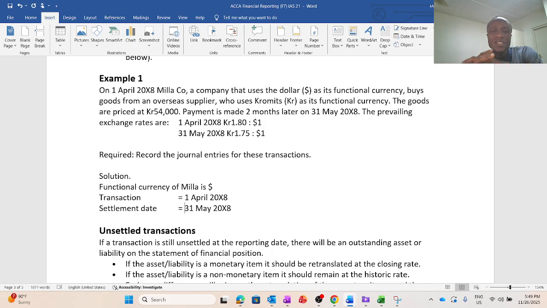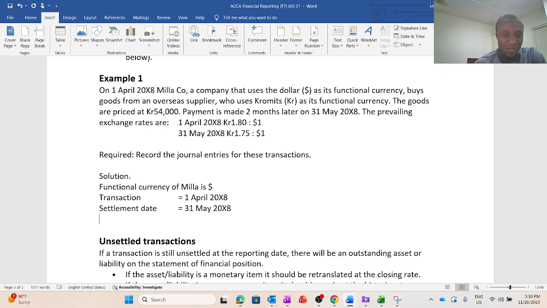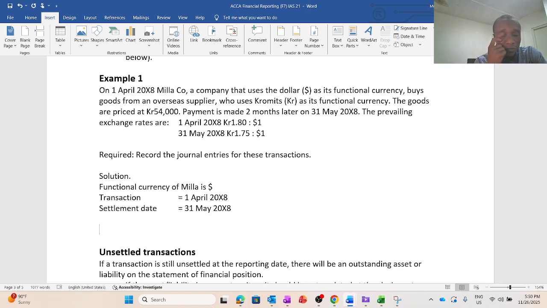So now we need to look at the exchange rate. The exchange rate on the 1st of April 20X8 is 1.8 per $1, and for 31st May 20X8 is 1.75 per $1. So there is a difference between the exchange rates 1.80 and 1.75. Automatically, this will have a significant impact on the payment that we are going to make. It is possible that we are going to make more payment, or it is possible that we are going to make less payment. So now let's understand the transaction.